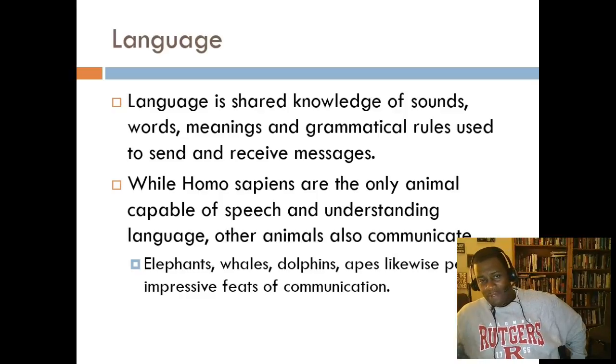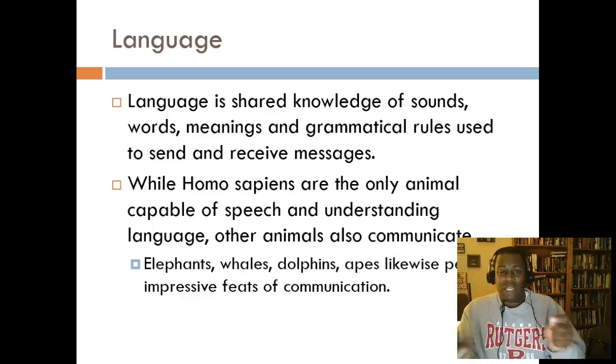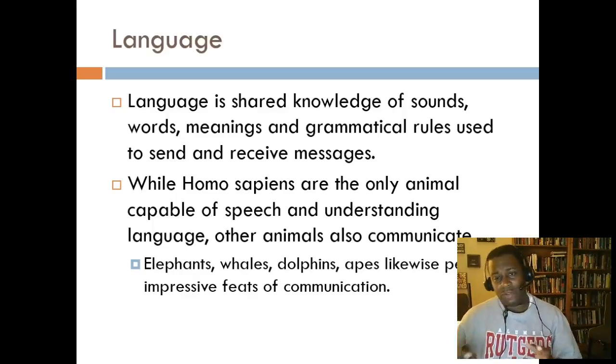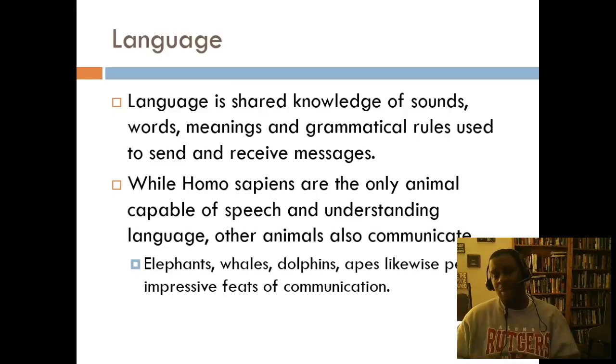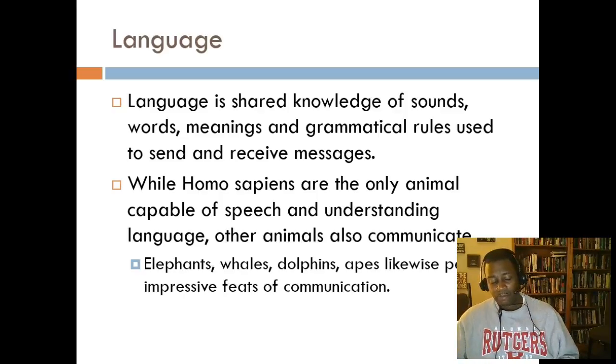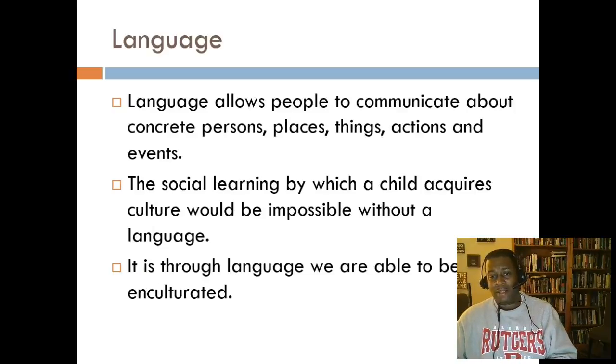So let me just recap this, and I'm going to talk about the biology in just a second. Language is shared knowledge of sounds, of words, of meanings, of grammatical rules that we use to send and receive messages. And biologically, Homo sapiens are the only ones that have evolved for the complex type of language that we all know and are familiar with. Of course, elephants, whales, dolphins, apes likewise perform very impressive feats with communication. They can't do it the way that we can.